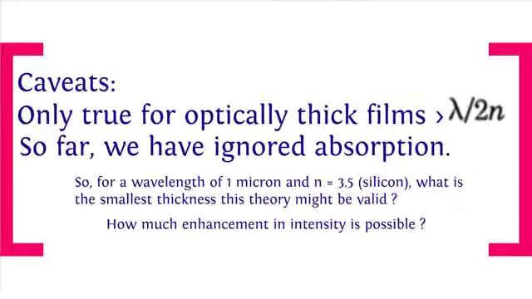Okay, second question. How much enhancement in intensity is possible? Enhancement in intensity is very important to understand because that's what we're going to use to do the absorption. I want you to do the calculation, because we want to appreciate how much we can enhance it. So 2n squared, 2 times 3.5 squared. 2 times 12, right?